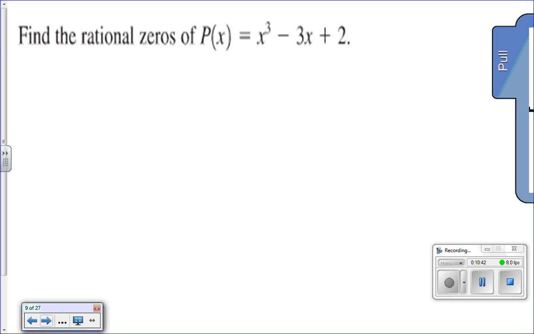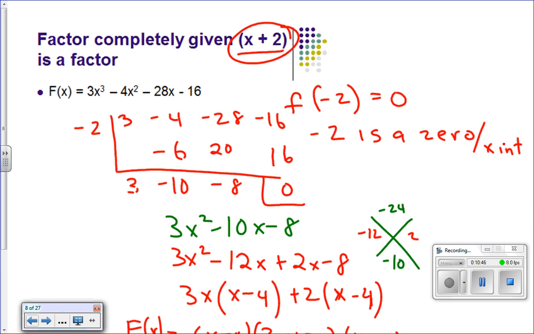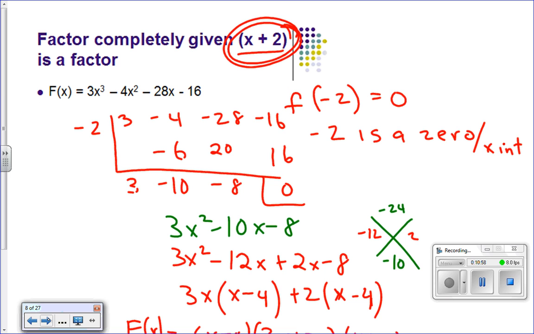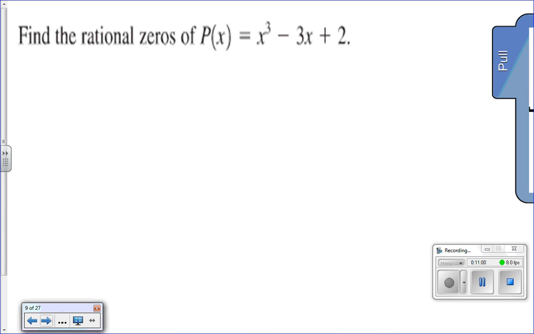Okay, so here's the third example. Notice on the previous two examples, they gave us a starting point. They said x plus 2 is a factor, which means negative 2 is a 0. On the first example, they said, hey, negative 2 is a 0, find the other zeros. So we're going to become dependent upon the graphing calculator.